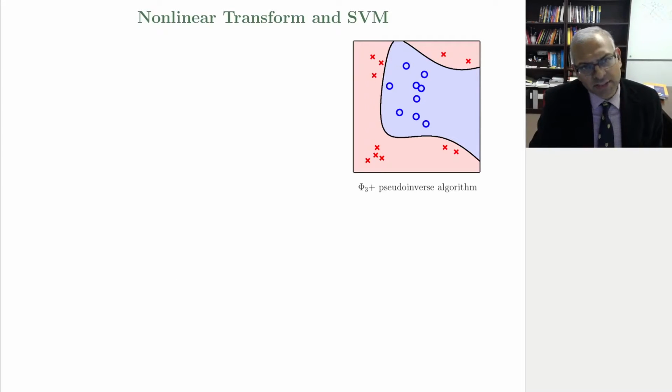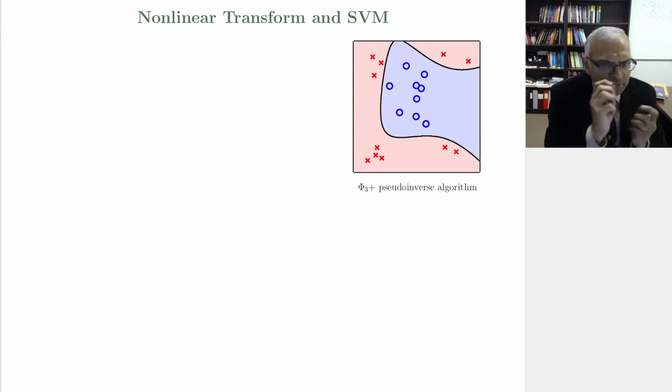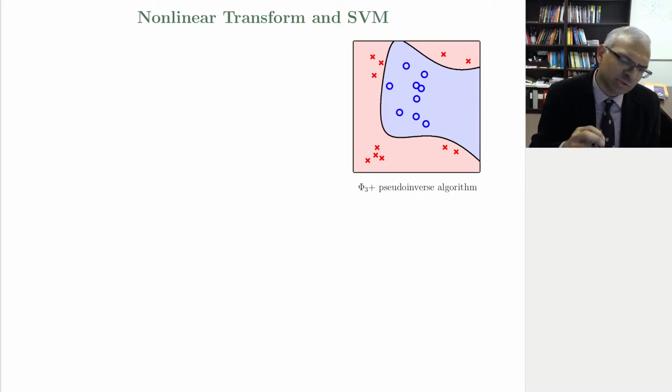Let's now talk about the coupling of the nonlinear transform with the optimal fat separator. First, let's look at the nonlinear transform with our old technology, just a plain old-fashioned linear model. The algorithm that we will use in the z-space is the pseudo-inverse algorithm, so we'll use linear regression for classification. Okay, so now what's our z-space?